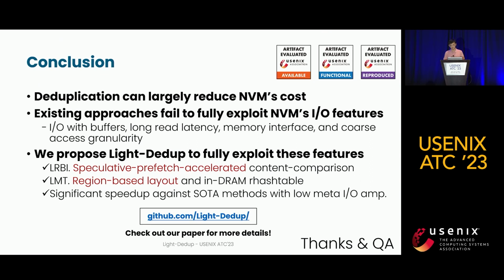However, we find that existing approaches fail to fully exploit NVM's I/O features. So we propose Light-Dedup to fully exploit them. Specifically, we introduce LRBI to combine non-crypto hash and speculative prefetch-based content comparison to improve redundancy identification. And we further propose LMT to introduce a region-based layout and use an in-DRAM R-hash table to significantly reduce metadata I/O amplification. And the experimental results show that Light-Dedup gains significant speedup against state-of-the-art methods with a low metadata I/O amplification.